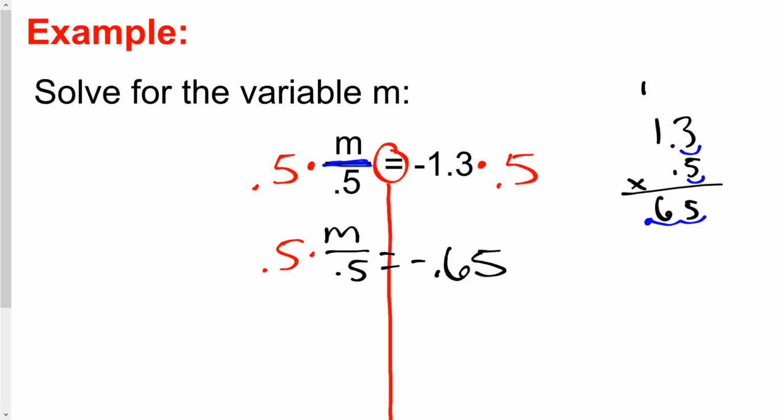0.65. And you actually might be able to already tell that these two numbers are going to cancel out, and it's just going to leave me with m. Okay, we actually don't need to take that next step. I just recommend it so you can actually see how it's working out. So m equals negative 0.65. That's our answer.